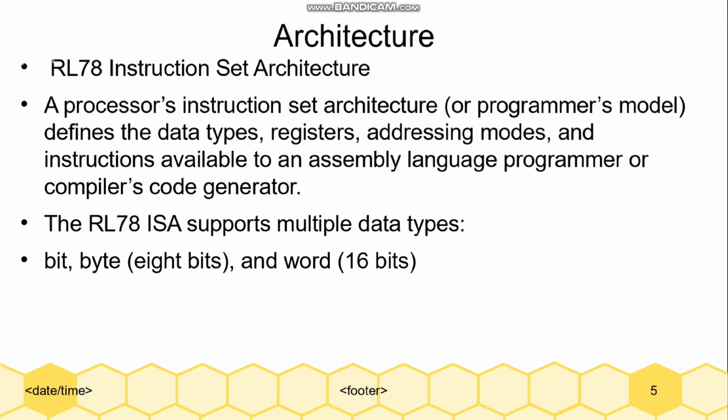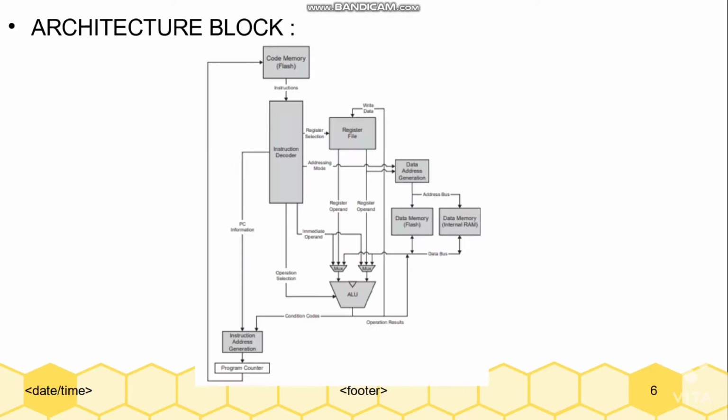RL78 instruction set architecture. Basically, what does instruction set architecture mean? A processor instruction set architecture defines the data types, registers, addressing modes, and instructions available to an assembly language programmer or compiler's code generator. The RL78 ISA supports multiple data types, that is bit. Each and every bit we can access, or we can access it byte-wise, or word-wise as well.